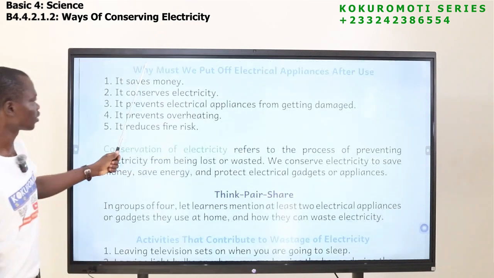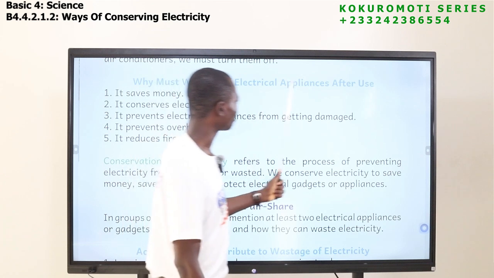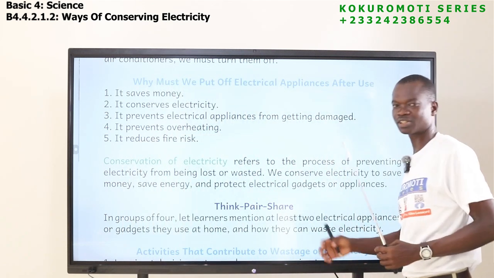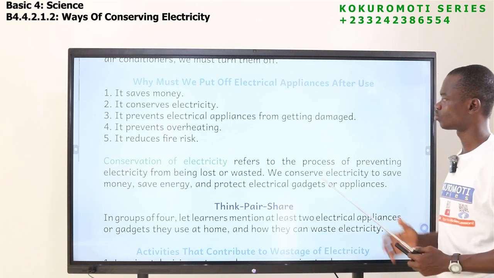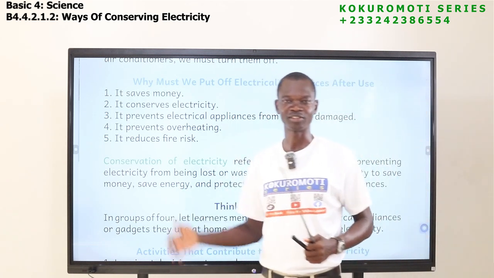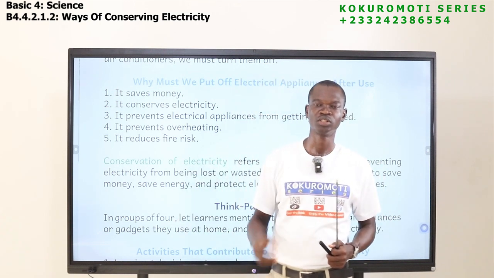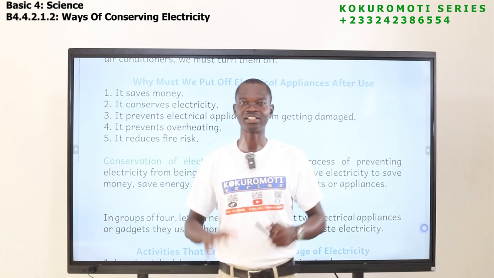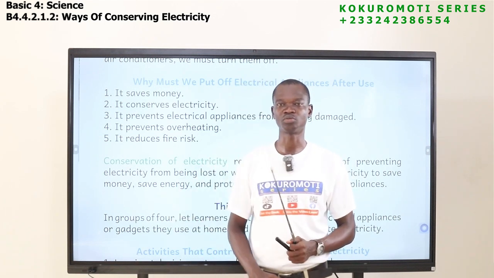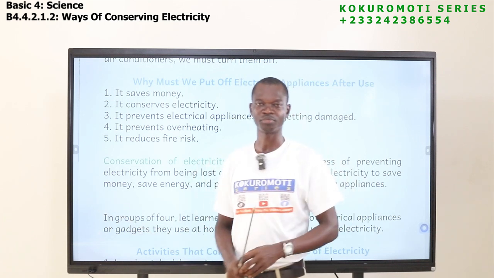Okay, so the question here is, why must we put off electrical appliances after use? After you have finished using it, why must you turn it off? Why must you put it off? Your fan, you are leaving the room. Your bulb, you are going to school. The television, the iron, they are all working, but you are leaving the room. You are going to school. You are the last person. Why must you turn these things off before you go?